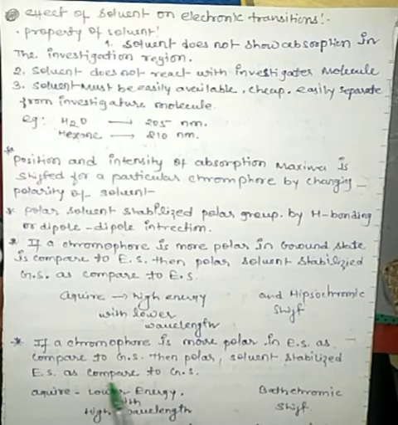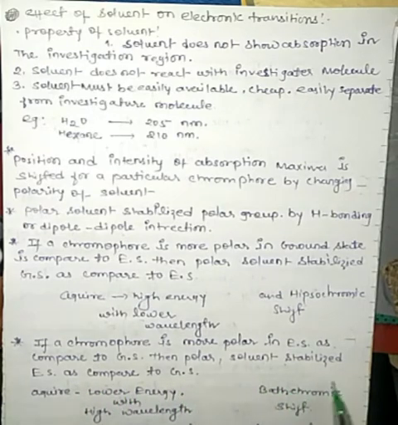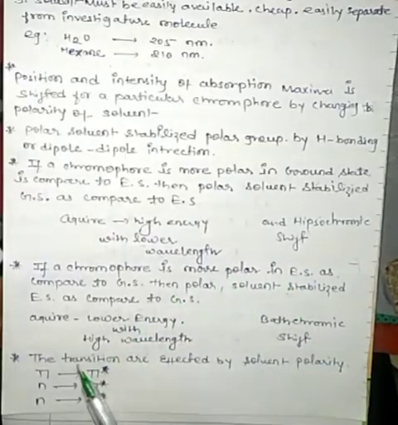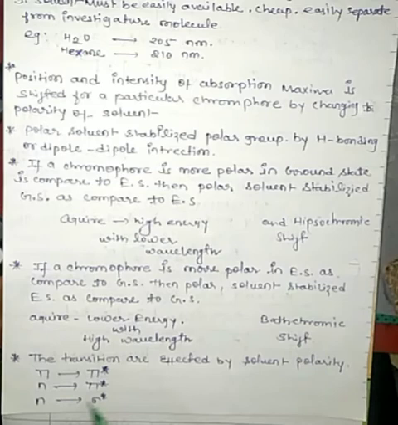Next point is if a chromophore is more polar in excited state as compared to ground state, then polar solvent stabilizes excited state as compared to ground state. At that time it acquires lower energy with higher wavelength, and this is called bathochromic shift.